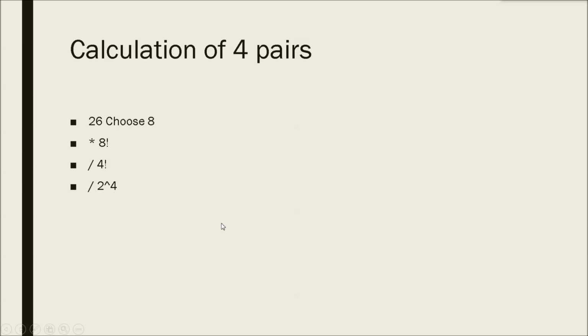Now, the calculation of the 4 pairs, this is very similar to 3 pairs, is 26 choose 8. You first choose the 8 letters out of 26. You will multiply that by 8 factorial, which means I permute all of them. I divide that by 4 factorial, which means all the pairs would be the same choice, even if I change the order. So say, if I choose AB and CD, that is the same as choosing CD and then AB. It doesn't make a difference. And then for each pair, AB is the same as BA. That's why I say 2 to the power of 4. So for each pair, if they flip, it's essentially the same.